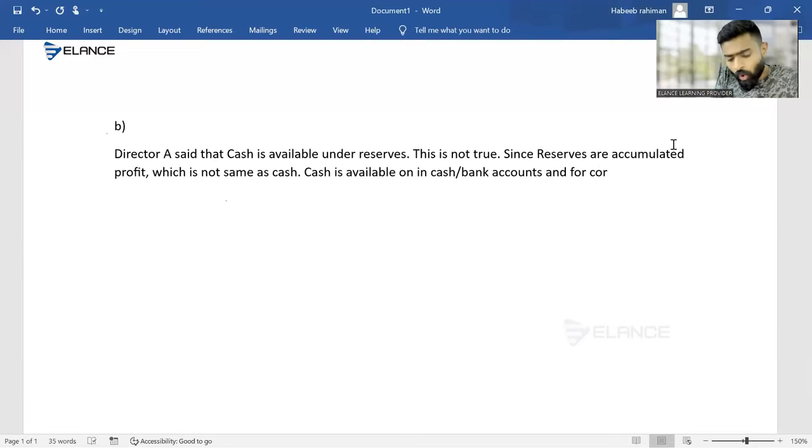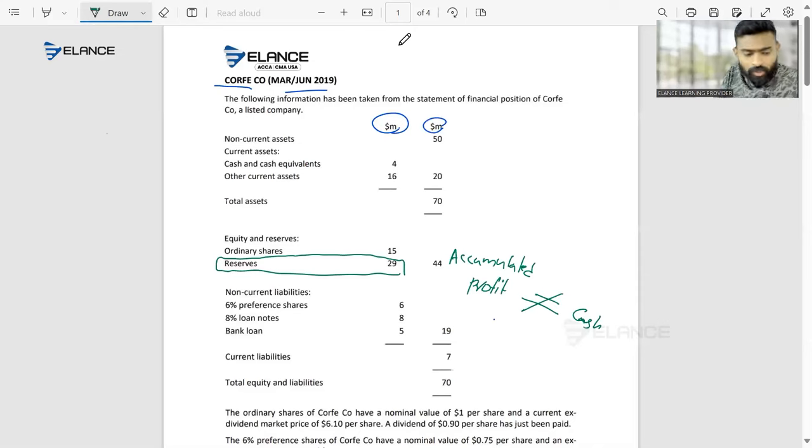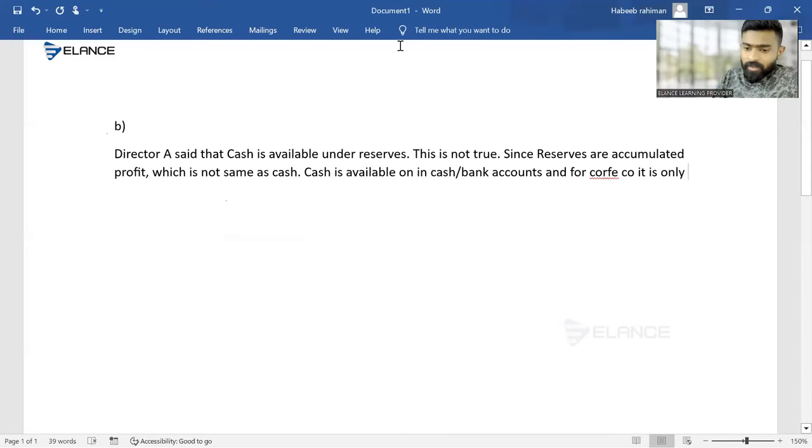For Corfe company, it is only in the cash balance. You can see here, it is only 4 million. Cash available, cash and cash equivalents, is just 4 million. Cash is available only in either cash or bank account, cash or cash equivalent account. And for Corfe company, it is only 4 million.